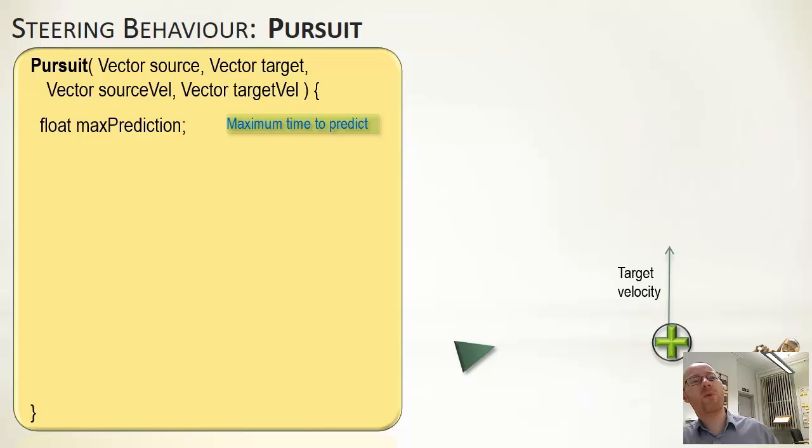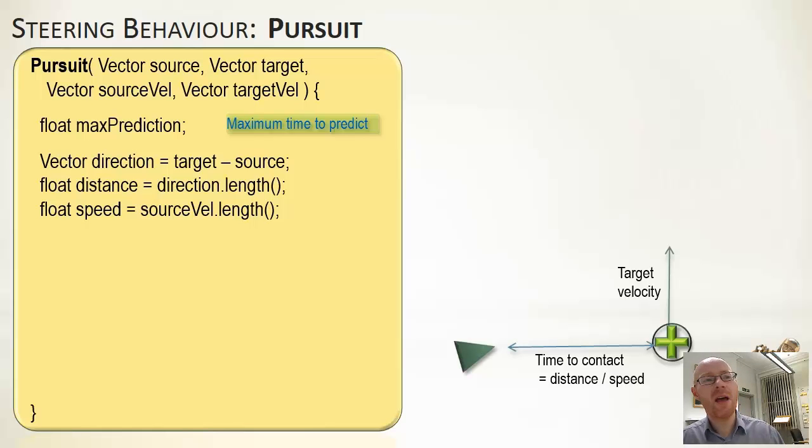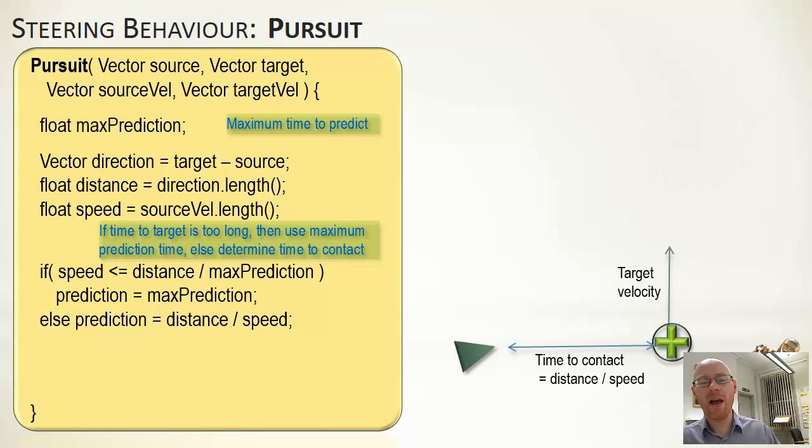We do a little bit of work here to work out, okay, what is the direction from the target, from the source that we're currently at. We work out the distance that we are away, and importantly, we work out the speed with which we are moving. We then do a little test here. We work out, based on the distance we are apart and the speed that we have, roughly how far away are we? Do we think we're reasonably close? Do we think we've got a long distance to go? And we cap this based on the max prediction.